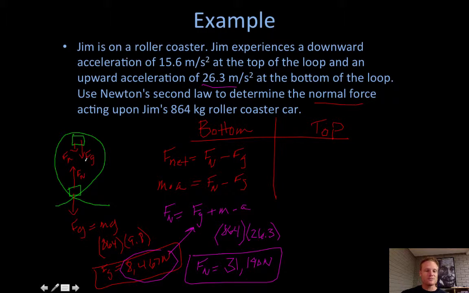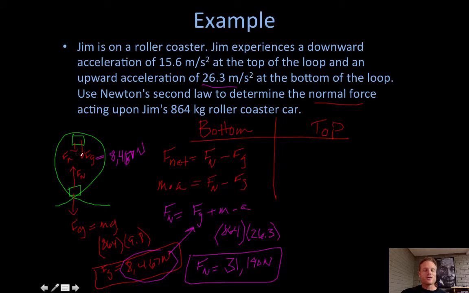At the top of the loop, I want to figure out the force of gravity. Unless the car's mass has changed, it's still 864 kilograms, so I'm still going to use this number of 8,467 newtons. The force of gravity doesn't change just because it went through a loop. Okay, 8,467 newtons. That's the force of gravity.